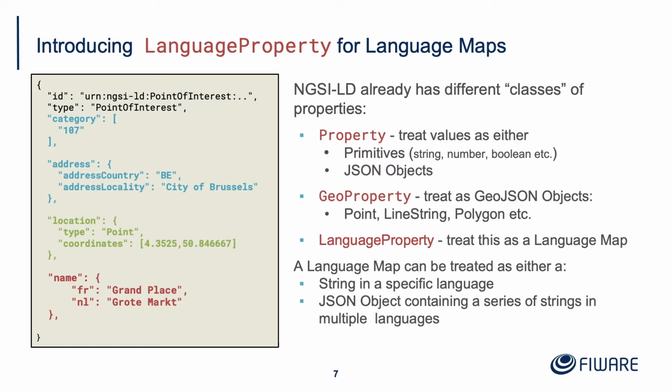So there needs to be within the core context a mechanism. It's going to be called language property, to be able to take one of those language map arrays like Grand Place, Grote Markt, French, and Dutch, and be able to sometimes treat it as a property and sometimes treat it as an object, because obviously you might need to replace these values or something like that. So it's kind of half and half is where language properties are going to be. If you can treat them the same as geoproperty, you'll be fine.